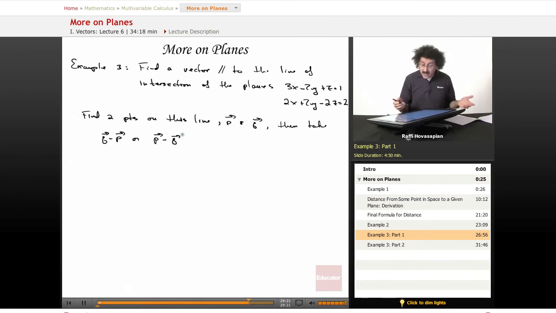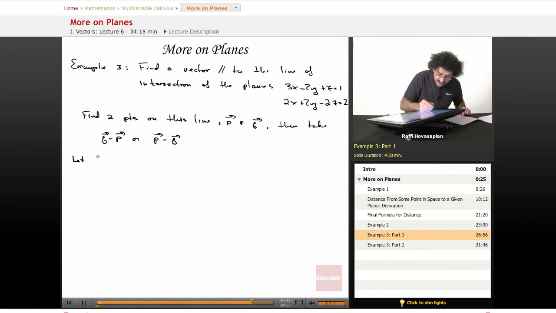We're going to end up solving two equations in three unknowns. This is a line, so there is an infinite number of points I can choose from. I'm going to choose a z and solve for x and y. Then I'll do the same thing for another point: choose a z, solve for x and y. Those are going to be my two points P and Q, and then I'm going to take the vector in between them.